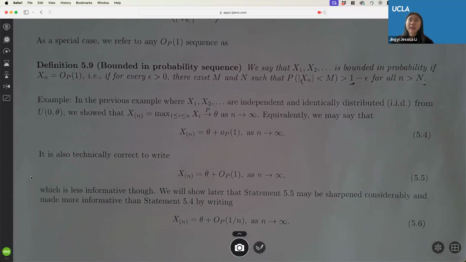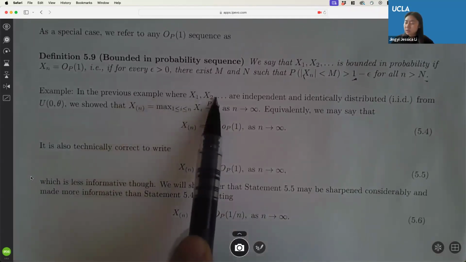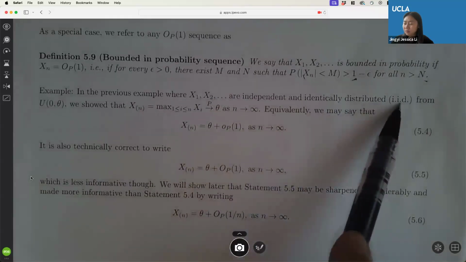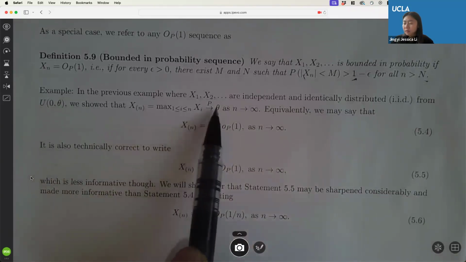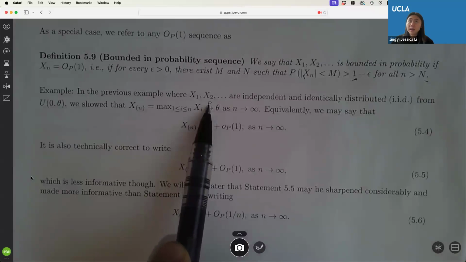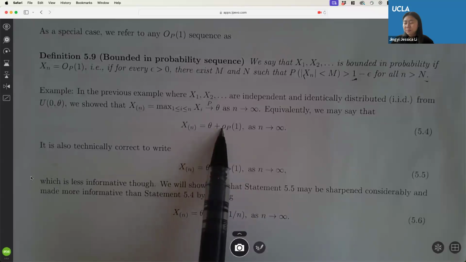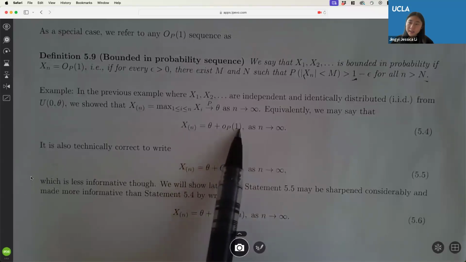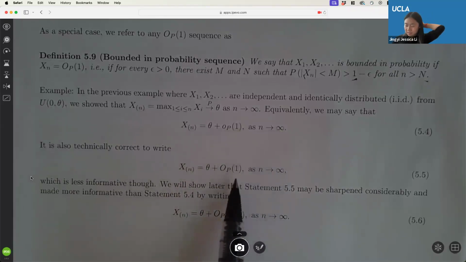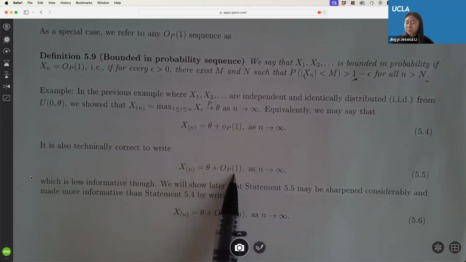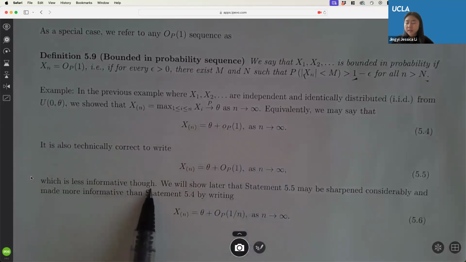Okay, so now let's look at that maximum example again. X1 to Xn are IID from the uniform 0 to theta. We showed the maximum converges to theta in probability already, right? Equivalently, we can also say that the maximum is theta plus small op 1. That is, their difference is going down to 0 in probability. You can also relax this to say it is theta plus big Op 1, because small op is included in big Op, but this is less informative than saying small op.